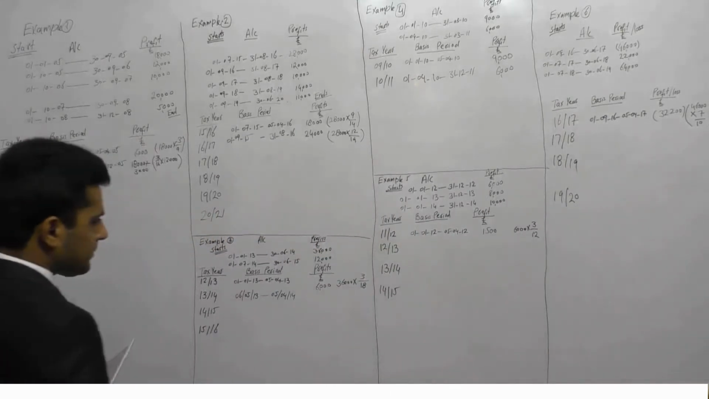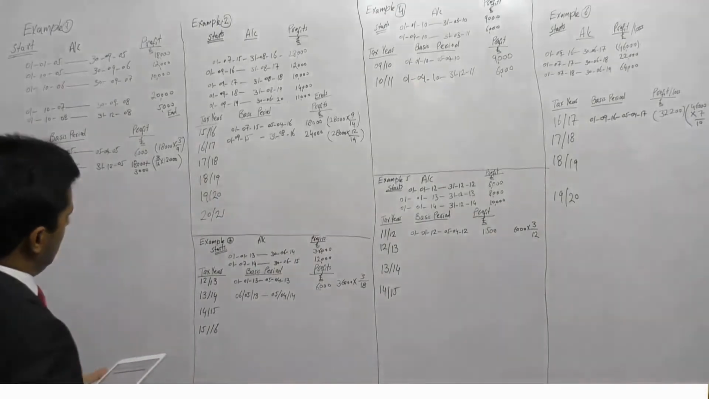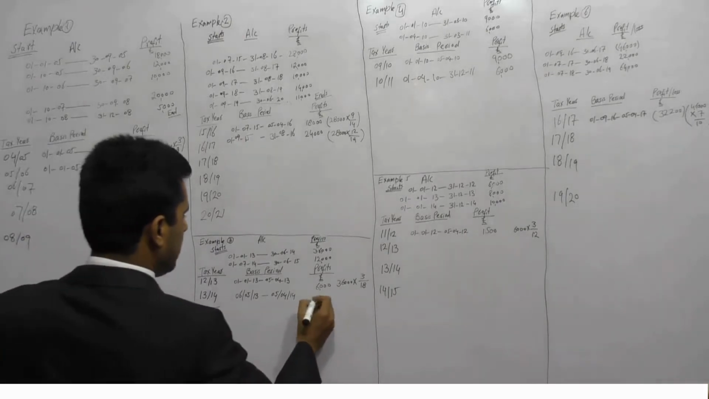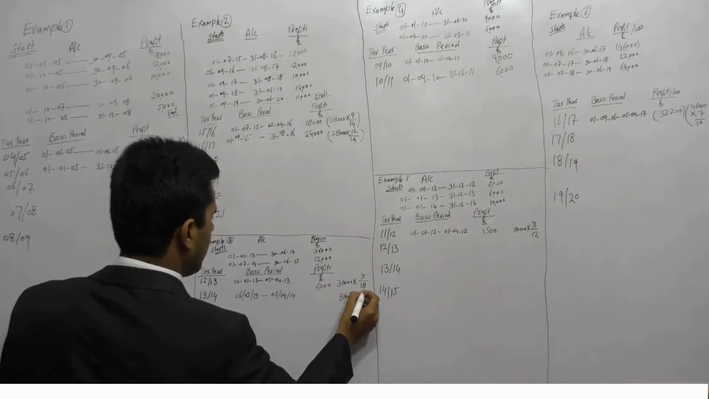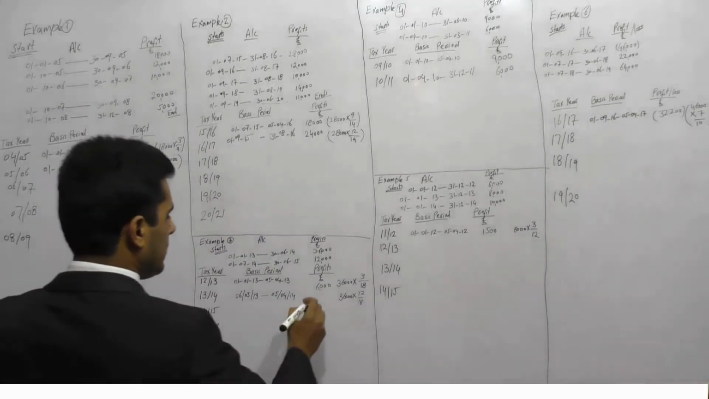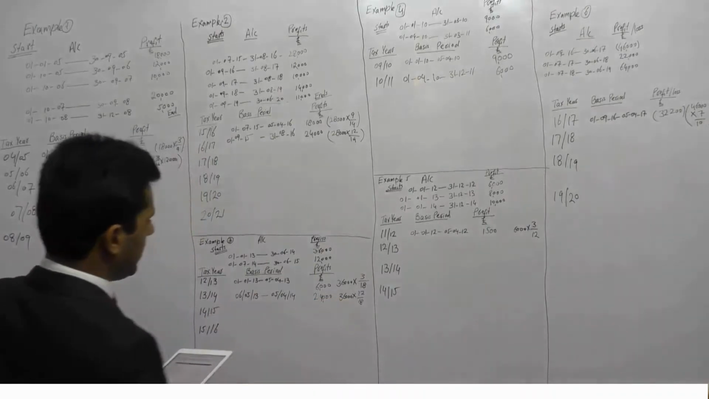Alright, we have forgotten to do this one as well. This was for 12 months, so we'll do the £36,000 into 12 over 18. So it is going to be £24,000, I think. So we'll do £24,000 here as well.